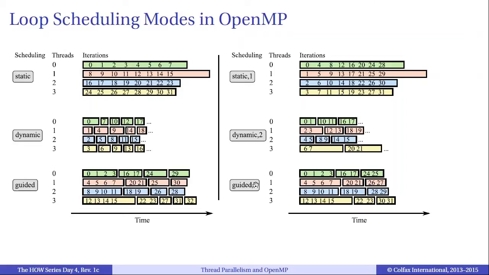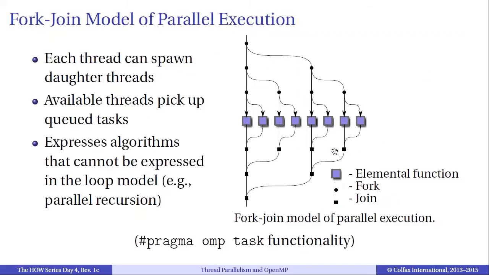2 iterations. And OpenMP is smart enough to handle situations when the number of iterations that you have is not proportional to the number of threads times the chunk size. It will execute the loop correctly, it will execute all iterations, and it will try to load balance as much as possible.